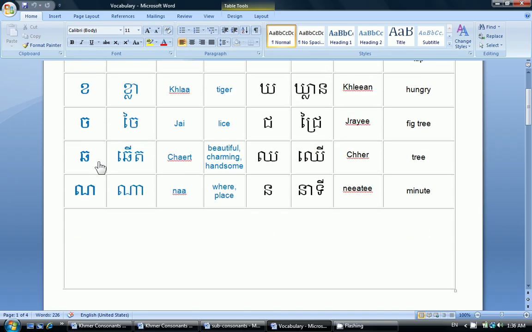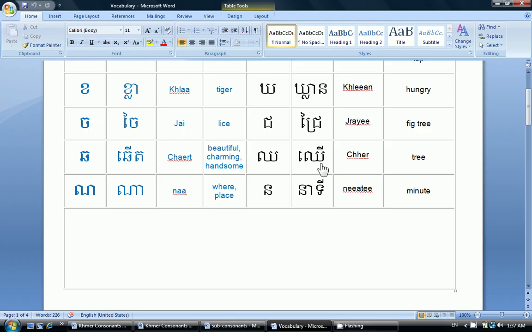Next, first series consonant, chaw. Chaw, chaw is the A, chow. Here's the daw. Chaw is the A, chow, which means beautiful, charming, handsome. Okay. Chaw's counterpart is chore.